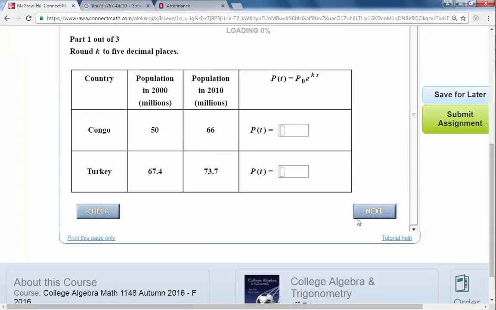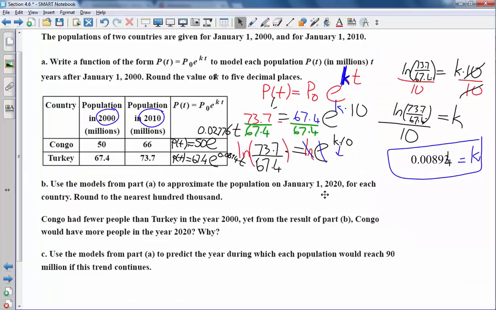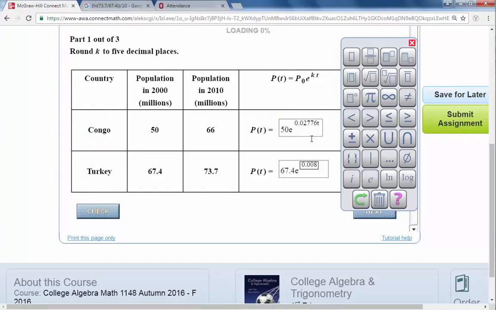Same question, right? Initial value is 50 million. E raised to 0.12776 T. First, let's make the logic check. Is the growth rate of Congo better than Turkey? Is it? You sure? I see 8 here and this is 2. It looks like Turkey is bigger.